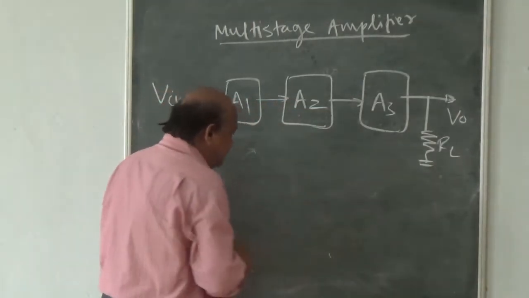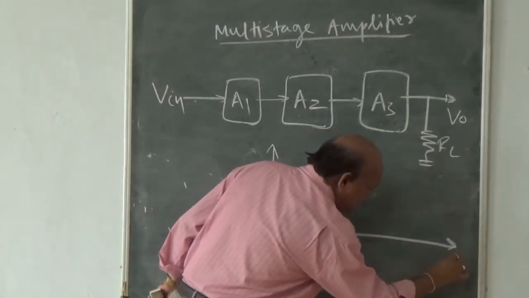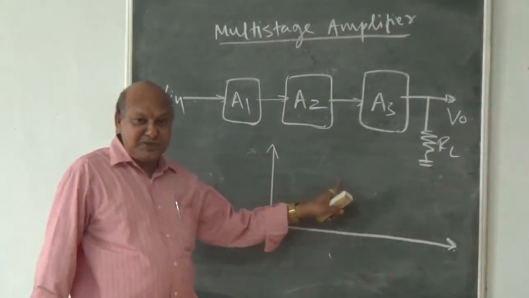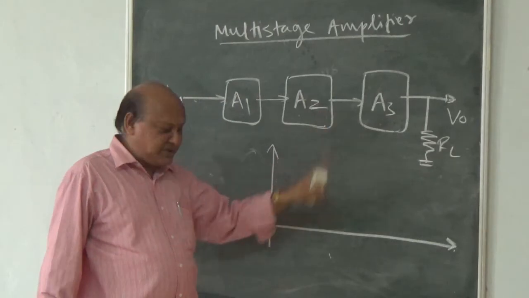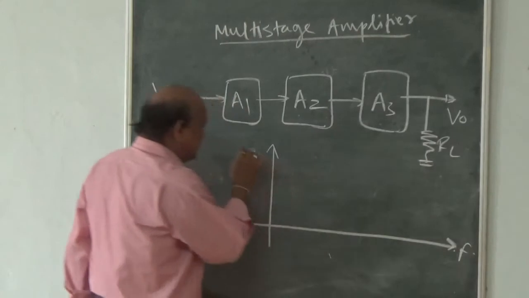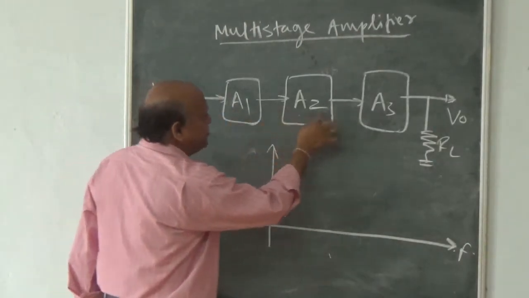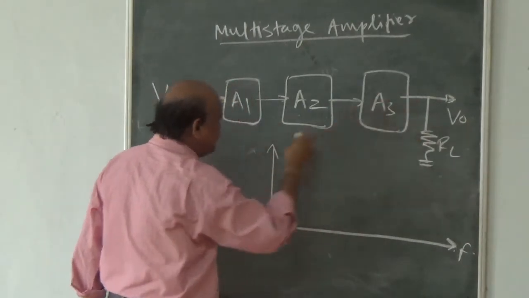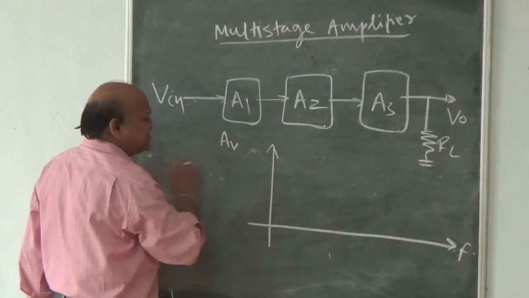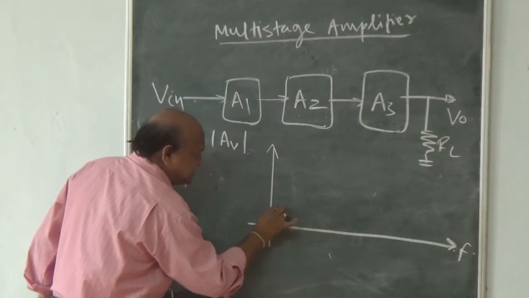Let us see the characteristics. Within 2 minutes I will explain this with the help of the characteristics. What is the effect of the bandwidth in the multi-stage amplifier? Here this is the frequency and this is the maximum gain. Suppose I write A1 into A2 into A3. The product of this I can write as A, in terms of a magnitude of AB, and the characteristic is something like this.